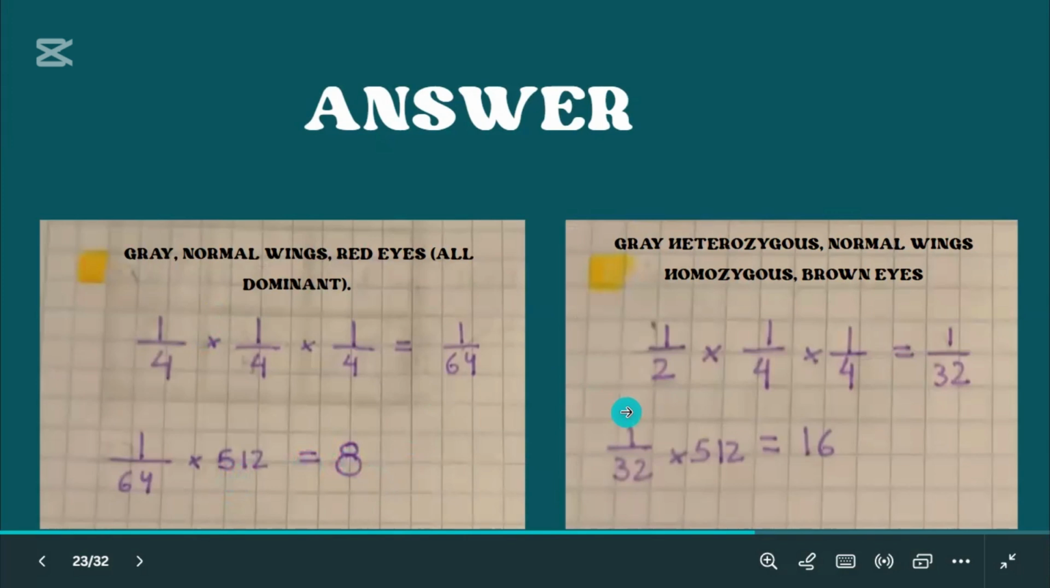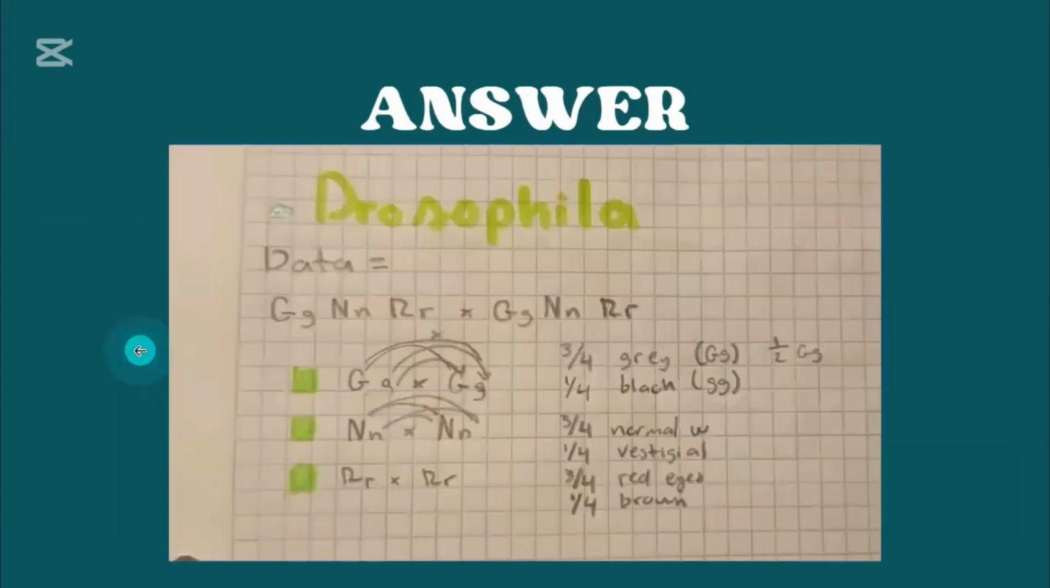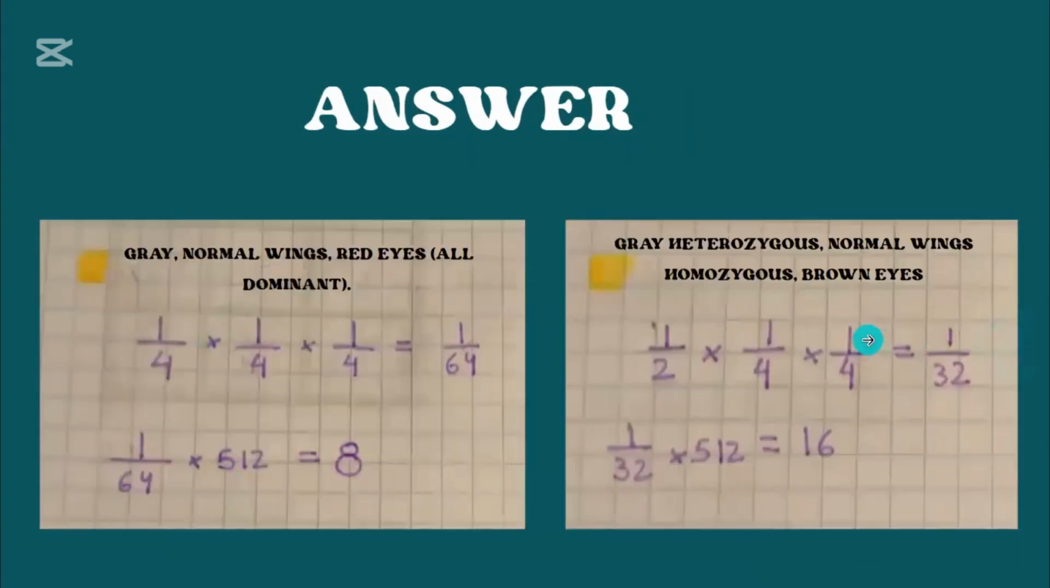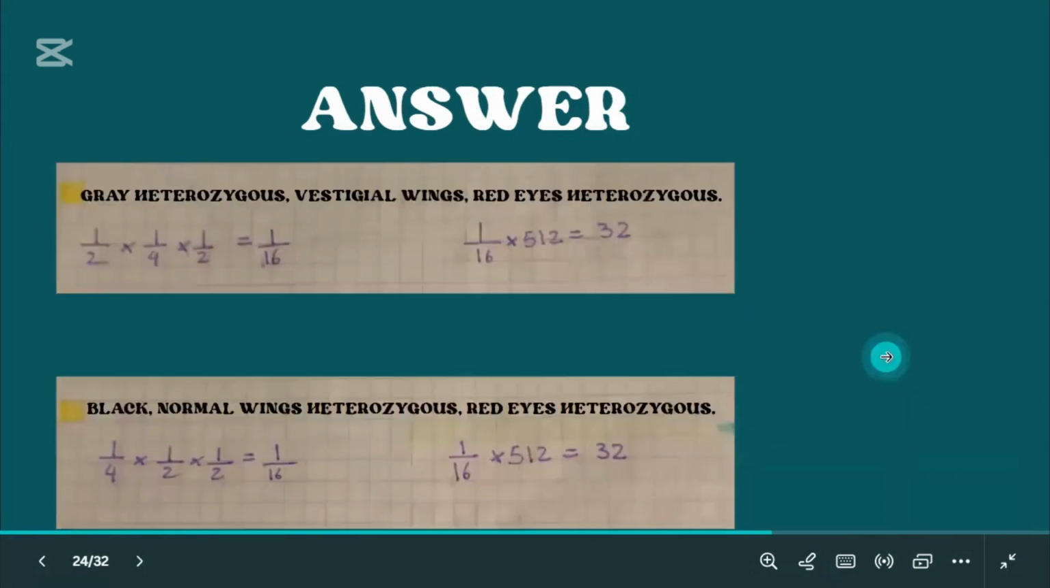Same process here: gray heterozygous, normal wings homozygous, brown eyes. If we check for gray heterozygous, it will give us 1/2, as you can see in this part. Then normal wings, 1/4, because they are homozygous, and brown eyes will be 1/4 because it's a recessive trait. 1/32 multiplied by the number of offspring will give us 16.